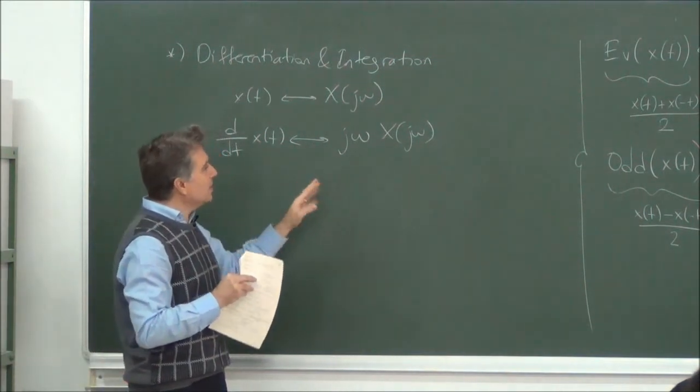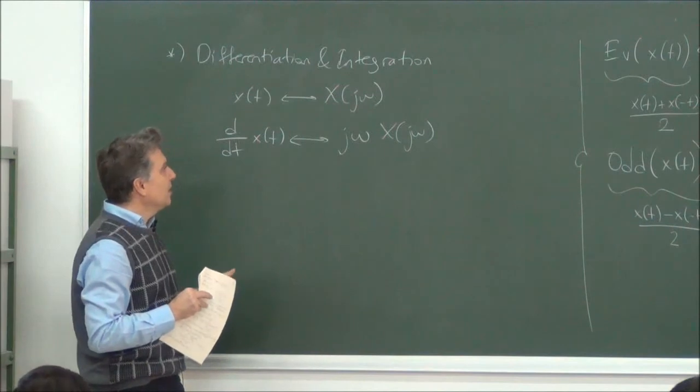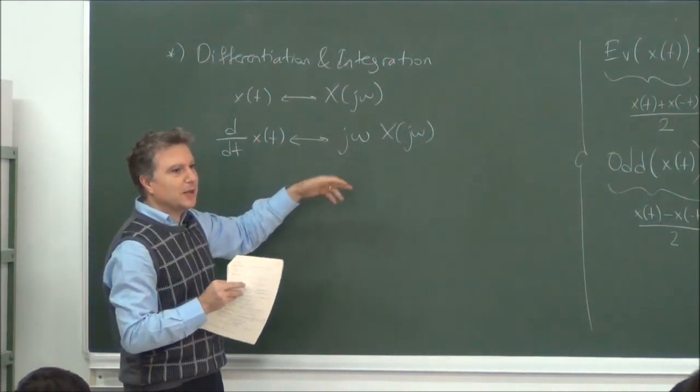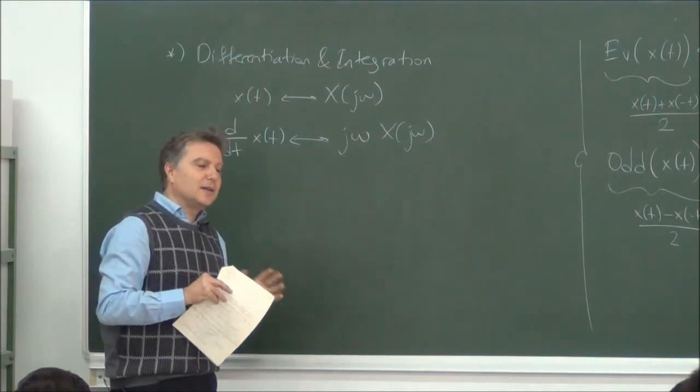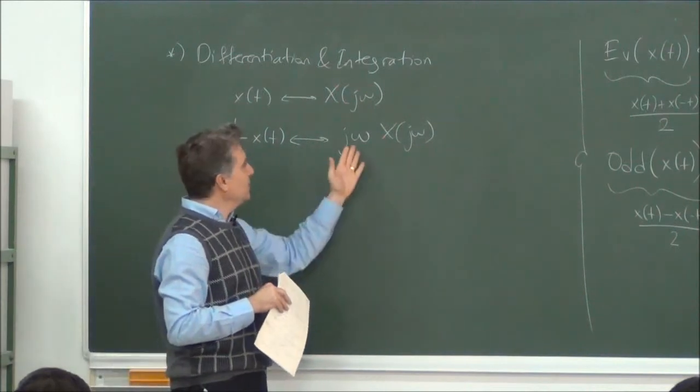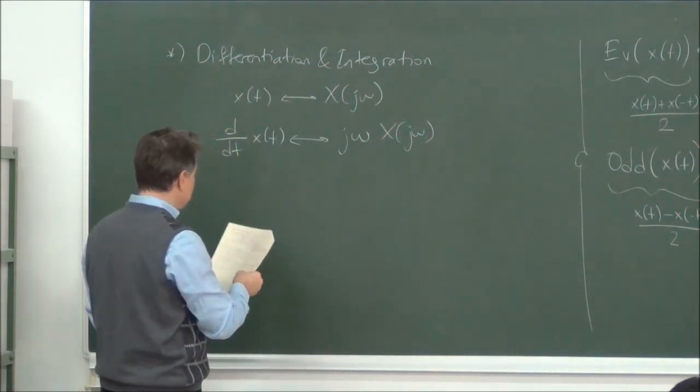That's a very nice observation, and it somehow verifies the necessity of this. You must multiply it by omega so that the derivative will have no DC. This will be 0 at omega is equal to 0, always.